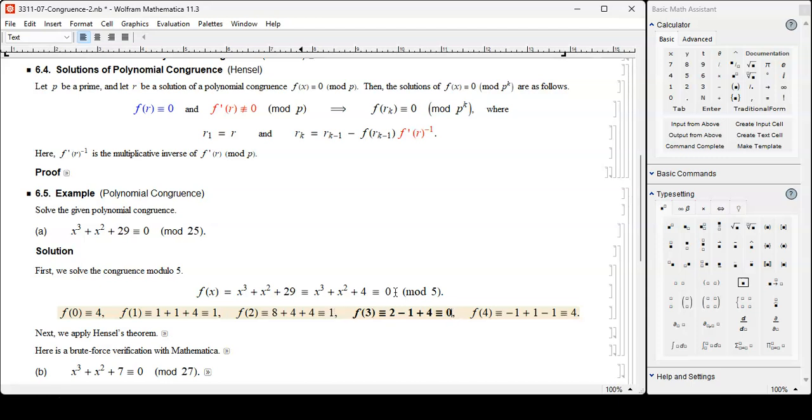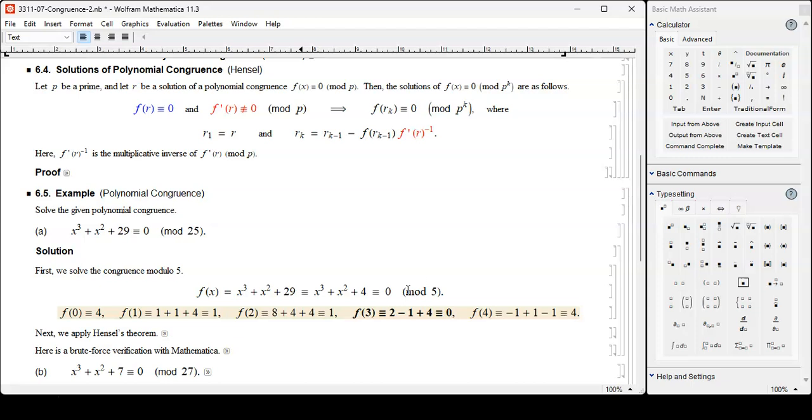In this case, it turns out f of 3 is congruent to 0. All those are easy computations, even for humans, so I'll leave those to you. In any case, for the base case, use brute force to find out. All right, we got it. Now let's apply Hensel's theorem.